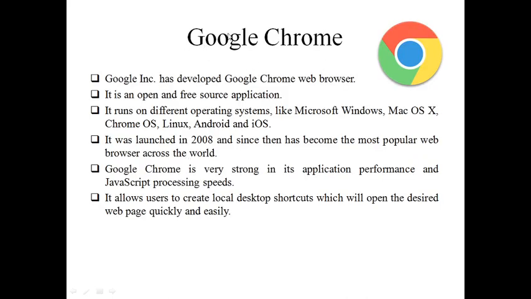Let us see what is Google Chrome. Google Inc. has developed Google Chrome web browser. It is an open and free source application, that is, its source code is available to us. It runs on different operating systems like Microsoft Windows, Mac OS, Chrome OS, Linux, Android, and iOS. It was launched in 2008, and from then it is the most popular web browser across the world. Google Chrome is very strong in its application performance and JavaScript processing speed.